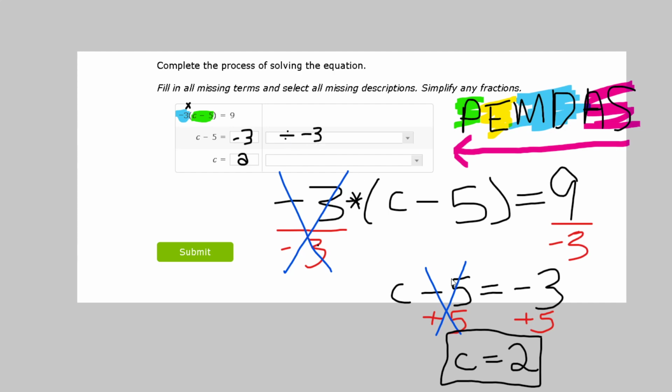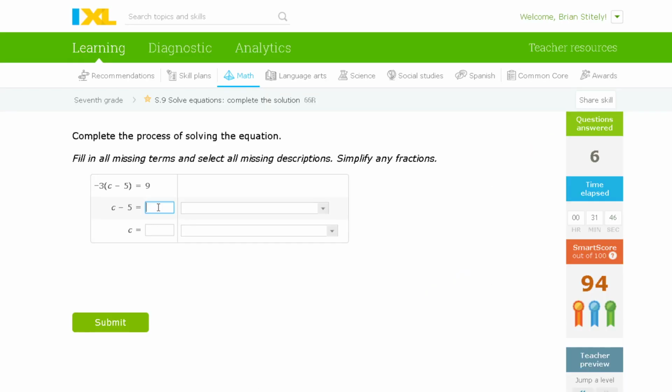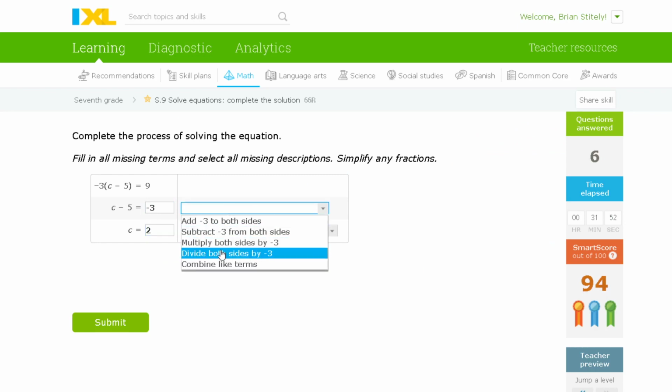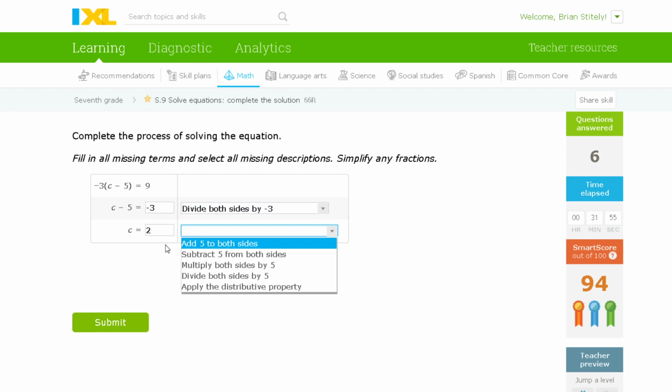and then after that we had to get rid of this minus 5. So to get rid of minus 5, we could add 5. The opposite of subtraction is addition. So you just add the 5 to get rid of it. But then we had to do the same thing to the other side. Negative 3 plus 5 gave us 2. So that's what we did here. We added 5. We'll fill that in, and we should see that we are correct. So first we divided both sides by negative 3. Then we added 5 to both sides.